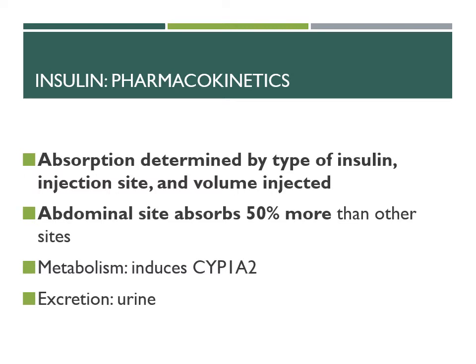So the pharmacokinetics of insulin depend on the type of insulin, where they are injected, and the volume injected. And abdominal injection sites tend to absorb 50% more than other sites. So that's something to keep in mind in patient education. It is excreted in the urine.